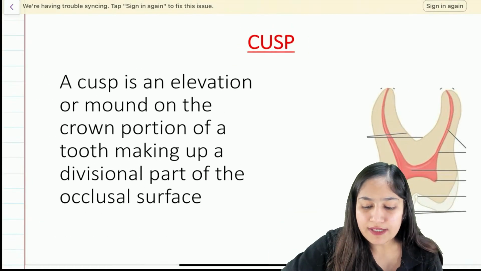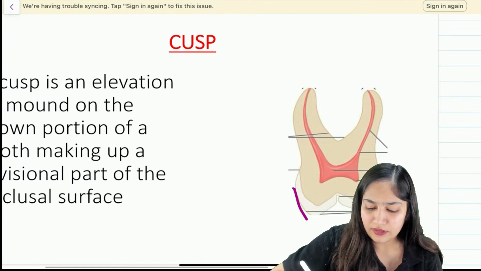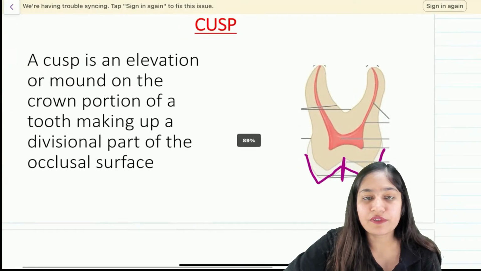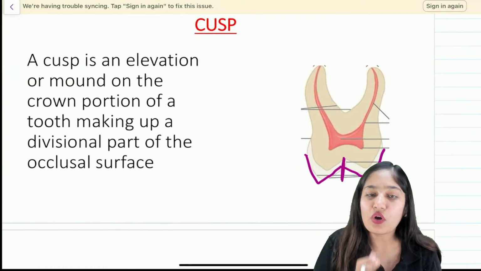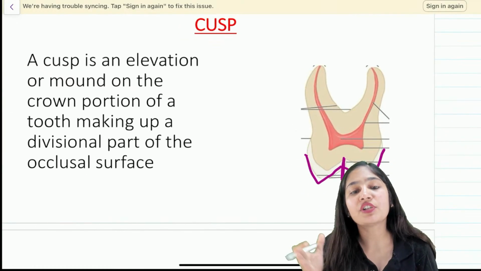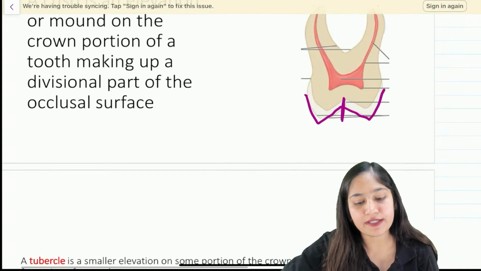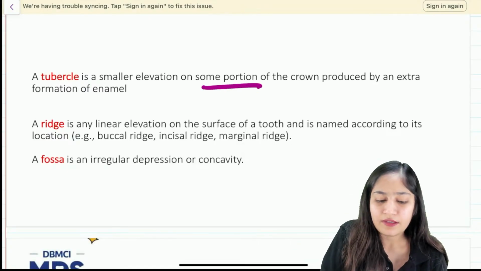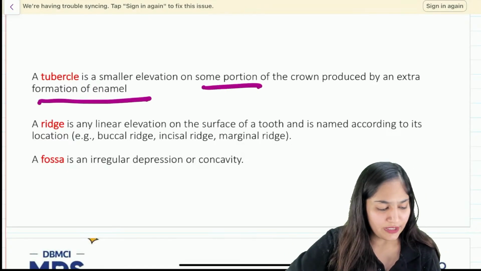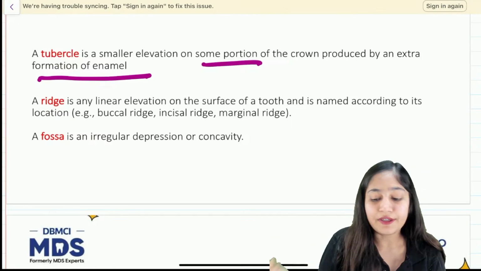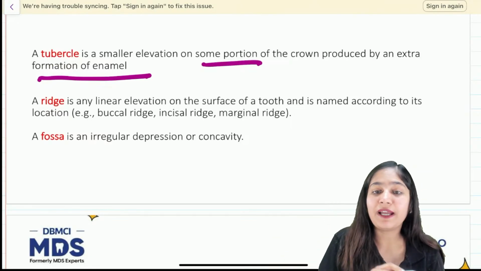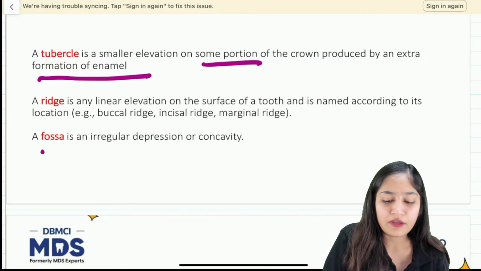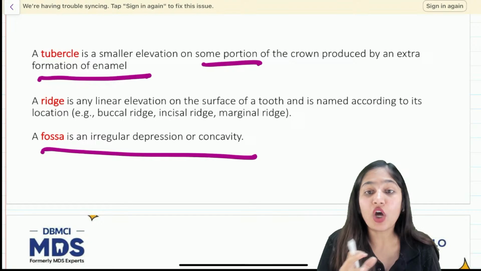So coming to cusp, here we can see cusp and in central portion we can see developmental groove. So mainly it is an elevation on the crown portion of the tooth making the divisional portion of the occlusal surface. Tubercle is an elevation but because of the extra formation of the enamel. Ridge is again an elevation but it is named mainly based on the location. Fossa, irregular depression or concavity.